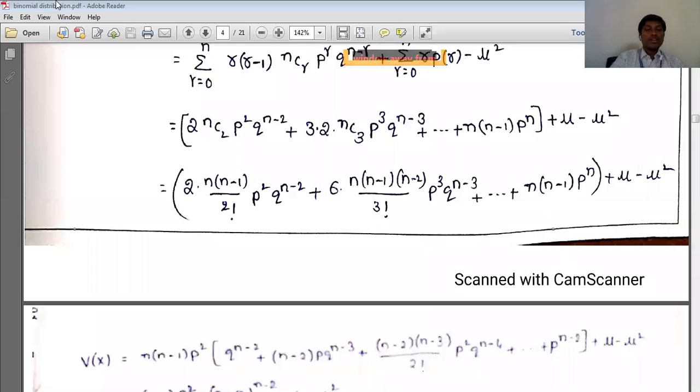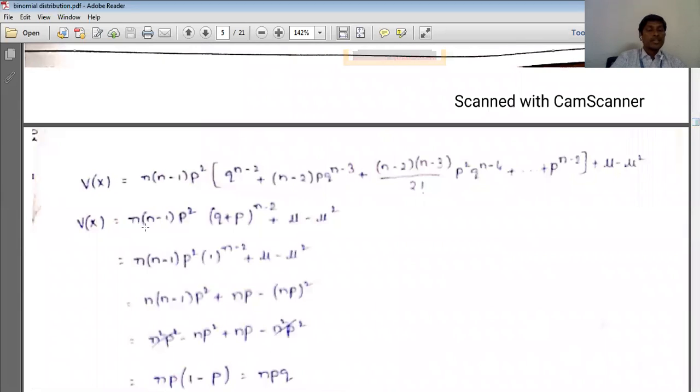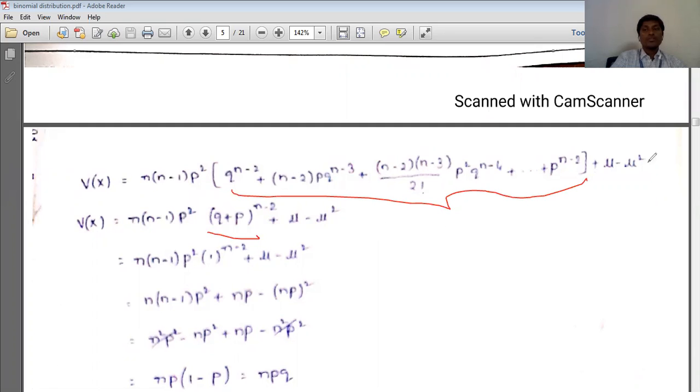Next, we are taking that common: n into n minus 1 into p square, same as the previous one. We wrote the binomial expansion, q plus p whole power n minus 2. This total expansion we wrote. And now plus mu minus mu square. But if we observe this, this is in terms of n and p. So for that, the mean, we already know that mu is equal to how much? Np. So we can substitute that here and simplify.